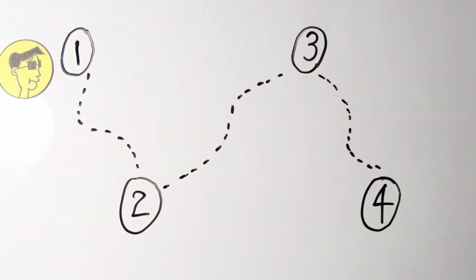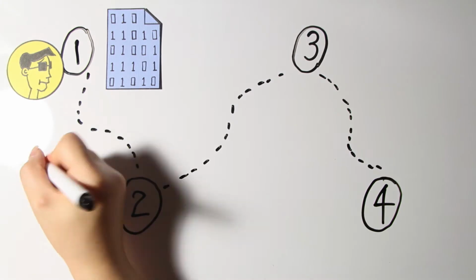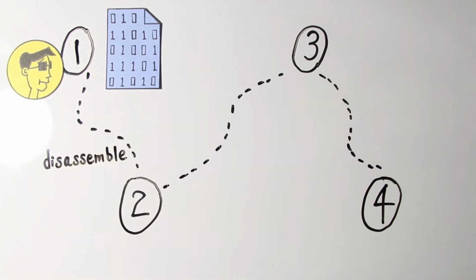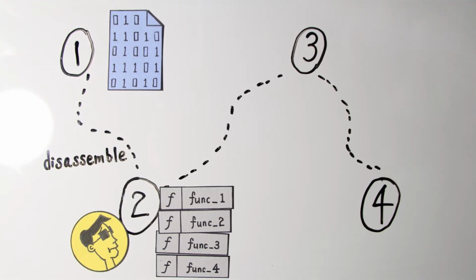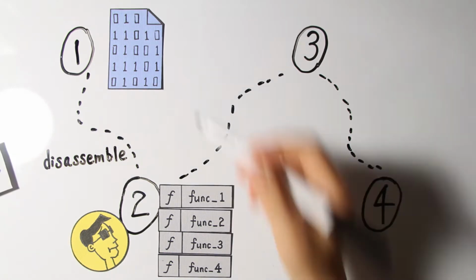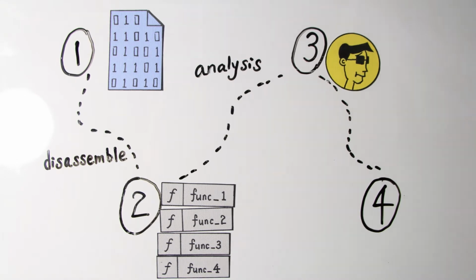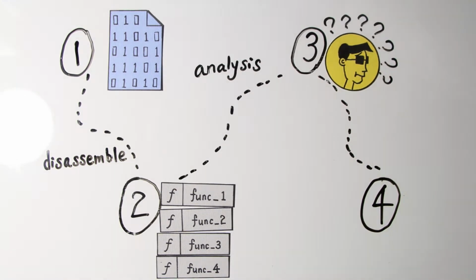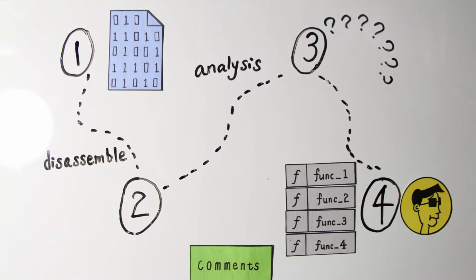In the first step, Steven receives a binary file of integers. Then the binary is translated by some tool into assembly code functions. Assembly code can be considered as a human-understandable form of machine language. The third step is analysis. He tries to read and understand each assembly function line by line. At the end, he puts some comments on it.